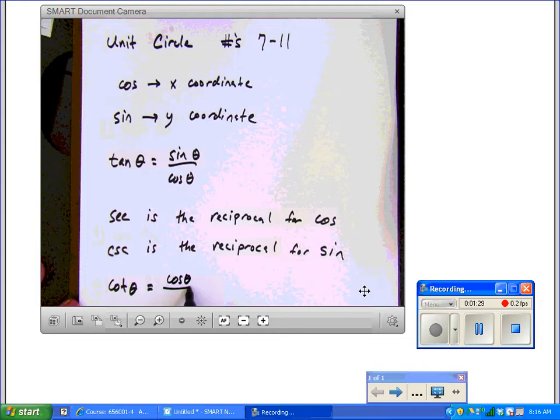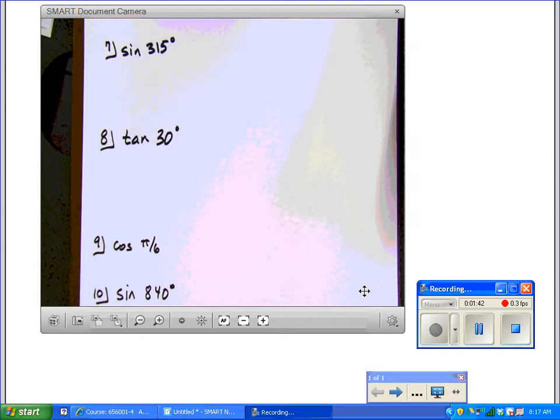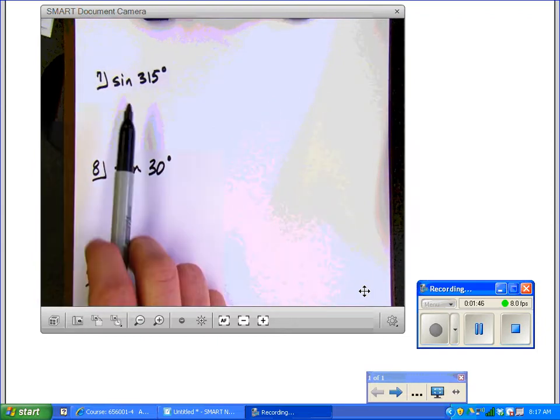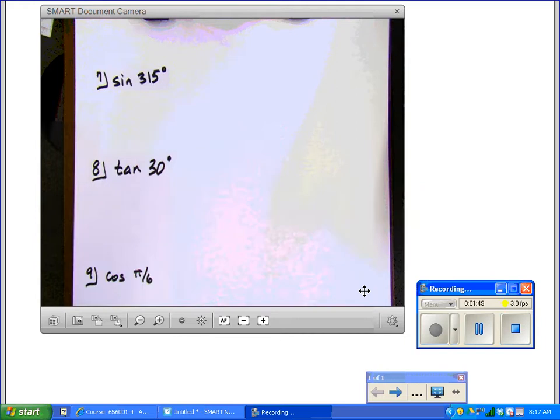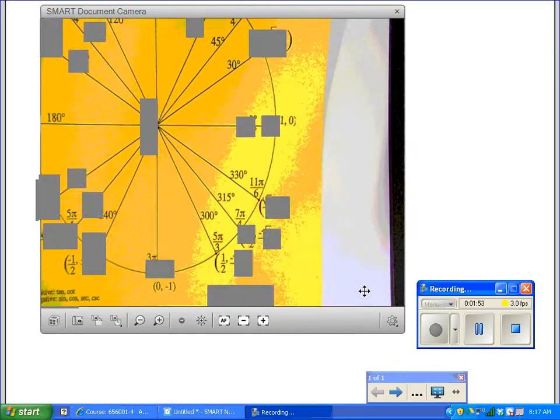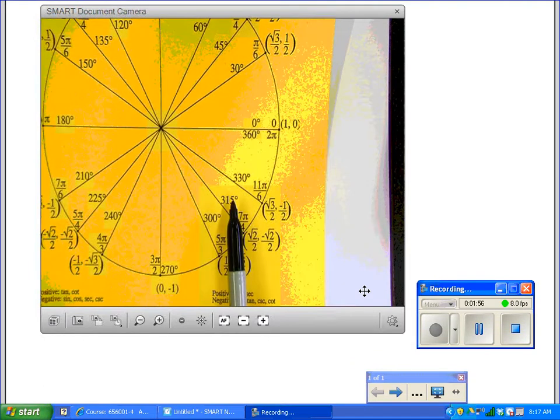Okay, now let's look at those that you had there from 7 through 11. Number 7 was the sine of 315 degrees. So recall that the sine here is the y-coordinate. On my unit circle here, I'm going to go to 315 degrees, and the sine is going to be the y-coordinate. So that was negative square root of 2 over 2.